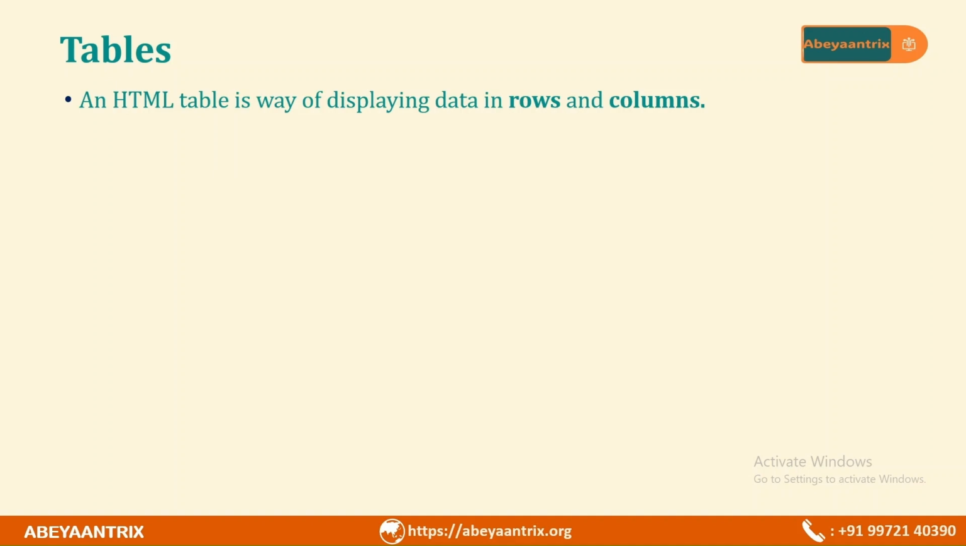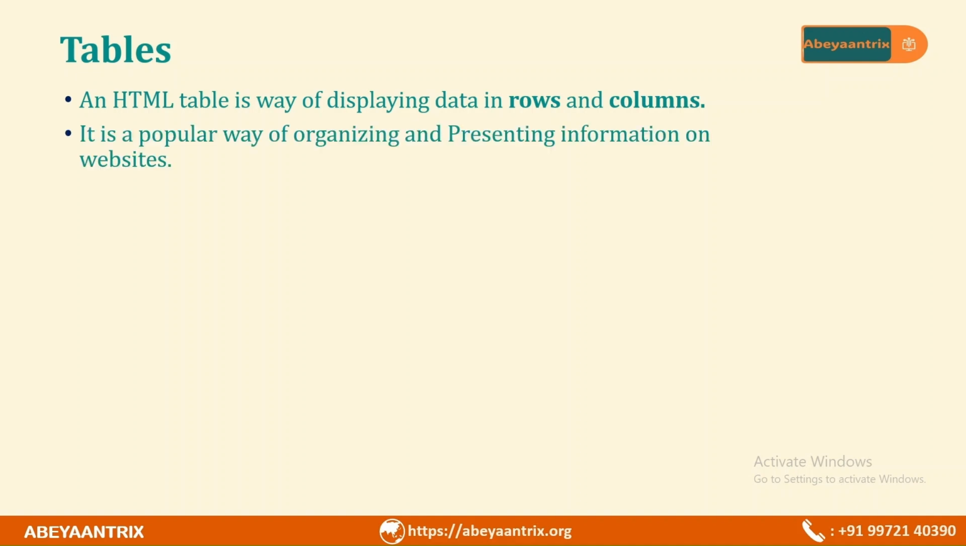An HTML table is a way of displaying data in rows and columns. Think of it like a spreadsheet in Excel or Google Sheets. It's a popular way of organizing and presenting information on websites. Tables are incredibly useful and widely used across the internet.